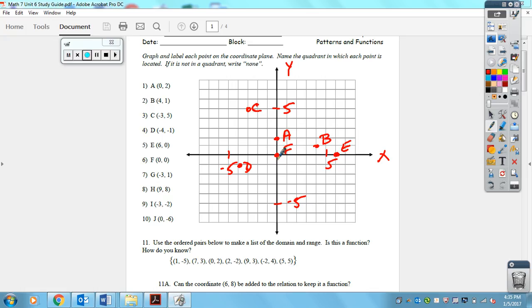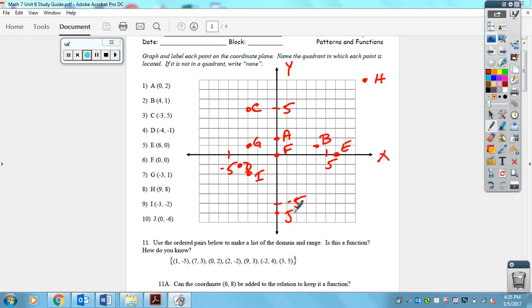G is to the left 3, up 1. That's G. H is to the right 9, which is 5, 6, 7, 8, and then up to there, that's H. Right? 1, 2, 3, 4, 5, 6, 7, 8, 9. Yep, a little off. I is to the left 3, down 2. That's I. And then J is 0, down 6.